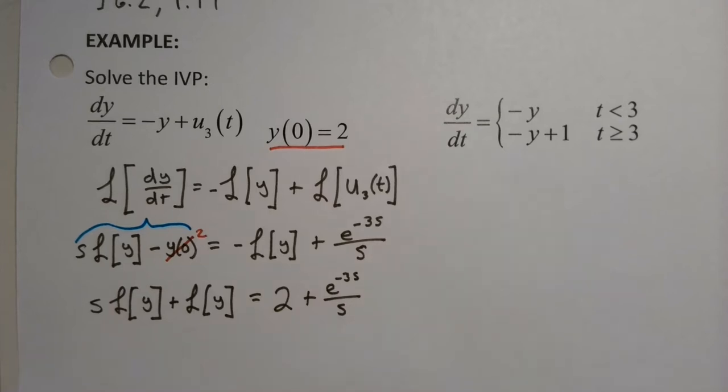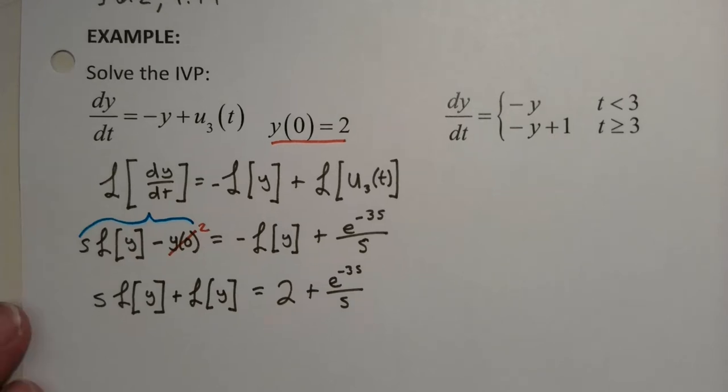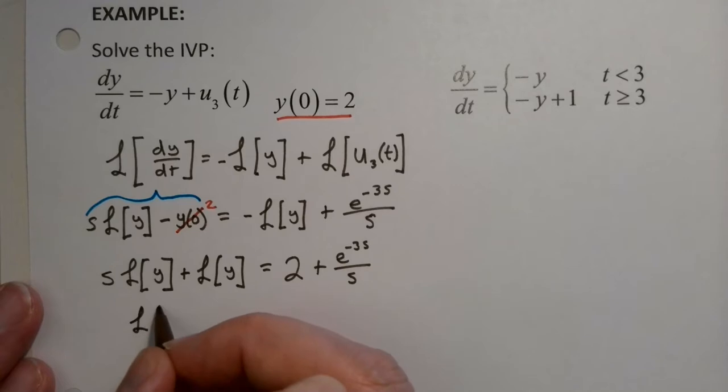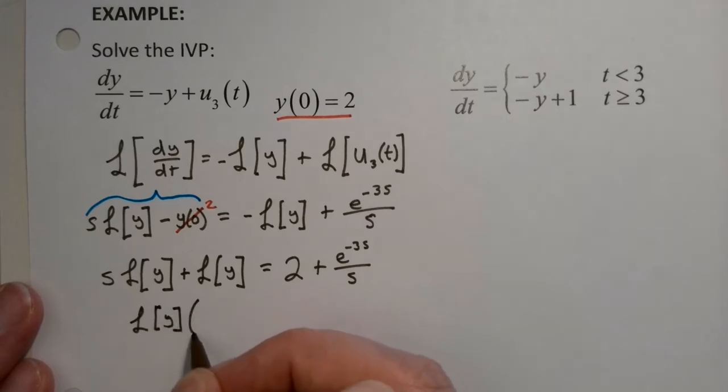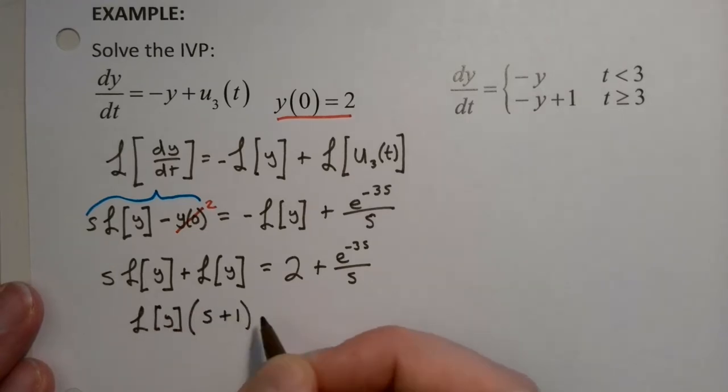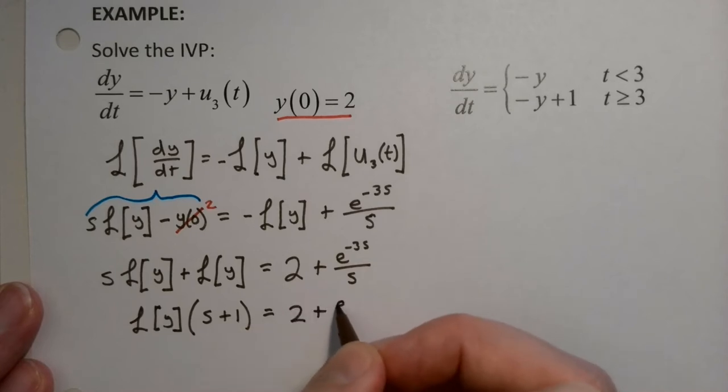The goal of this now is to solve for the Laplace transform of y. Remember, our stages are first take the Laplace transform, turn our equation into Laplace land, solve it in Laplace land, and then undo the Laplace, turn it back into functions of t. So on this side, we're going to have the Laplace transform of y times the quantity s plus 1. Then over here, it's still the same.